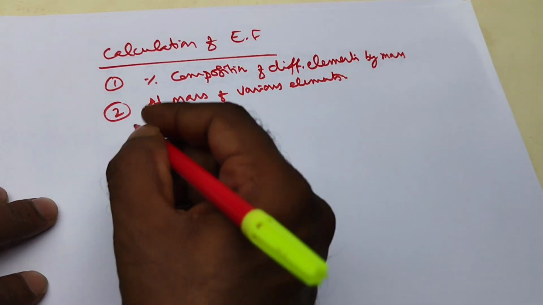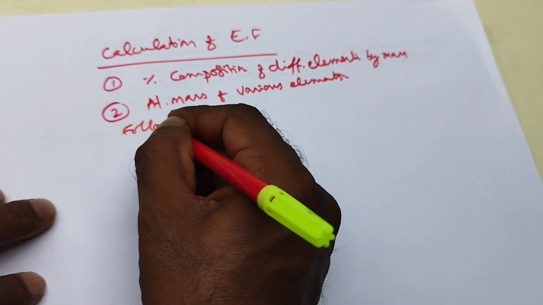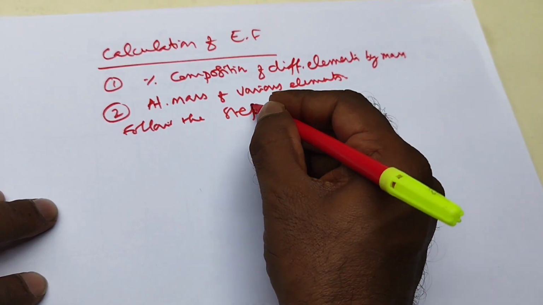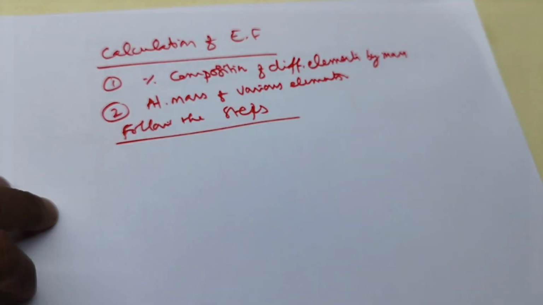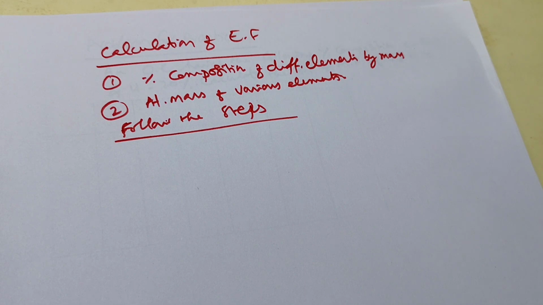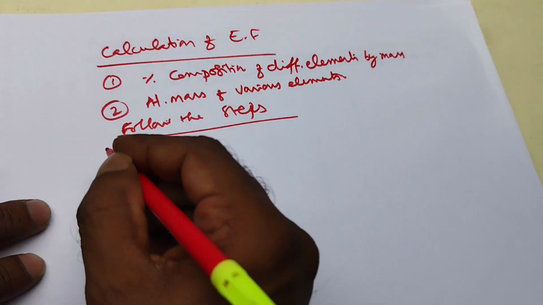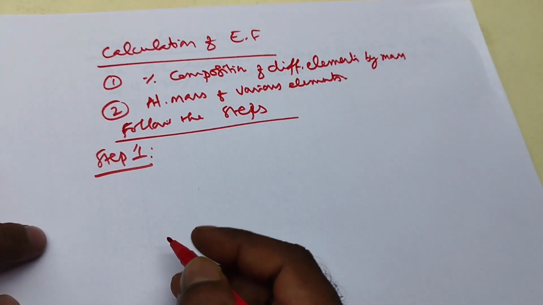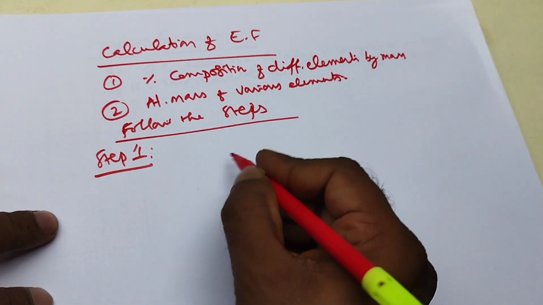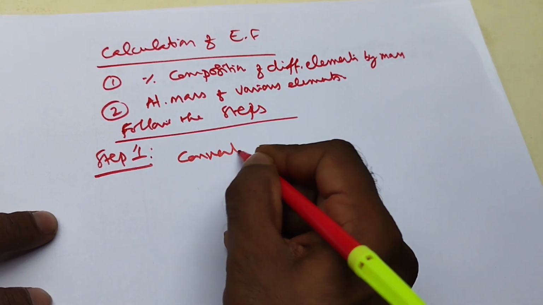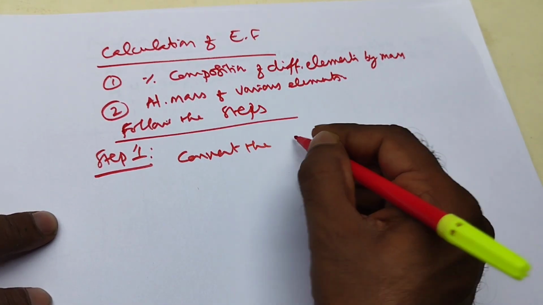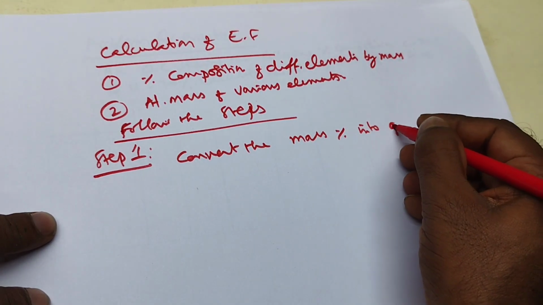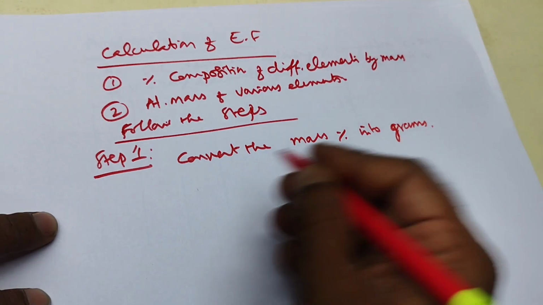Once we know these, then we have to follow the steps for finding the empirical formula. What are the steps involved in this? There are 5 steps involved. Step 1. What is the first step? You have to convert the mass percent into grams. That is step 1.